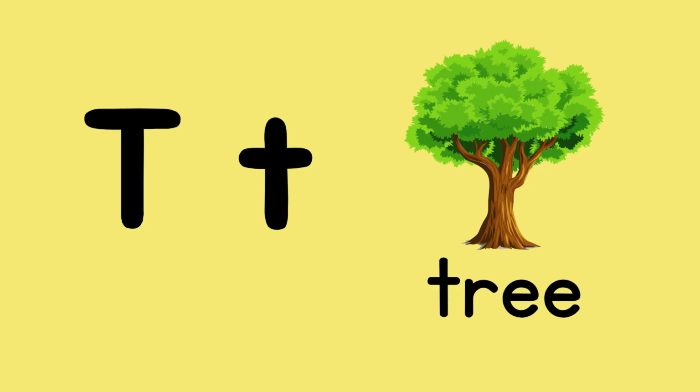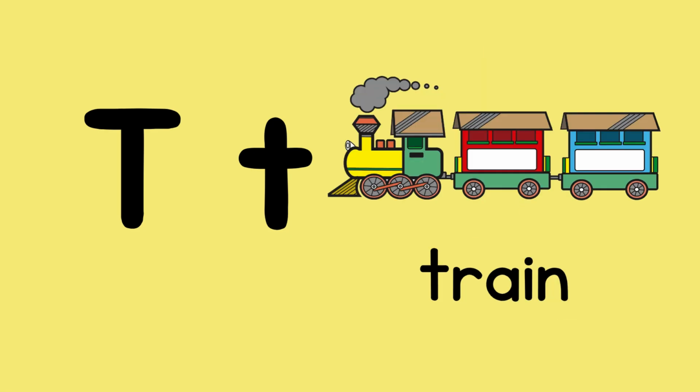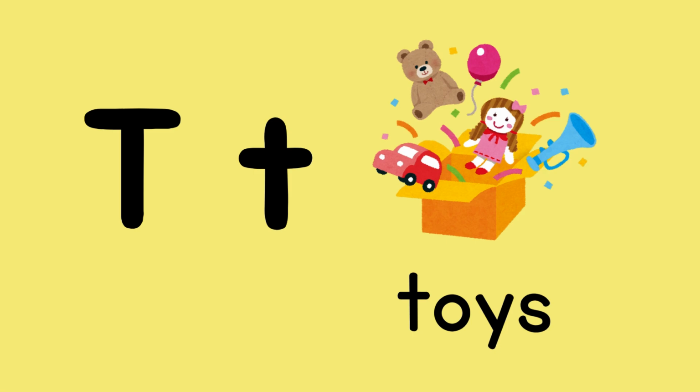T says t for tree. T says t for train. T says t for toys.